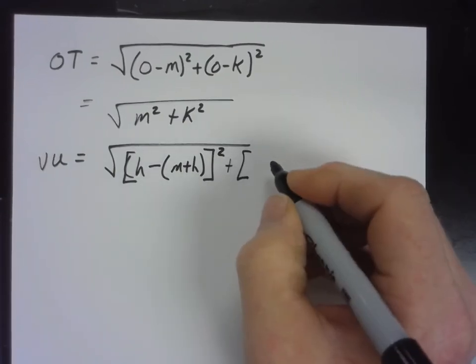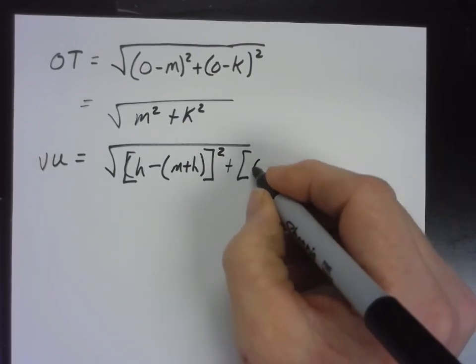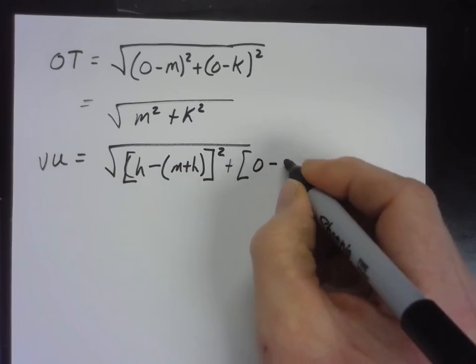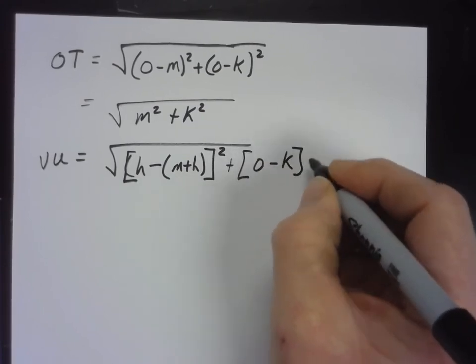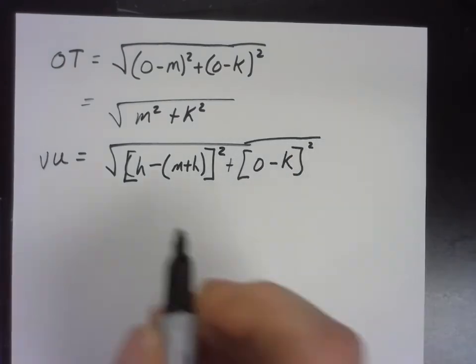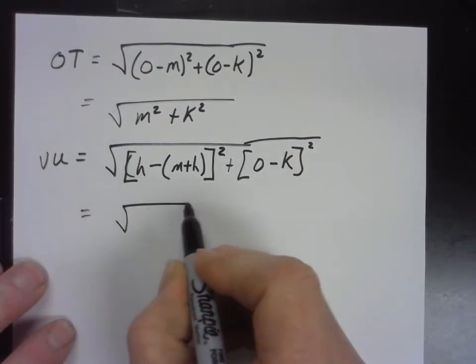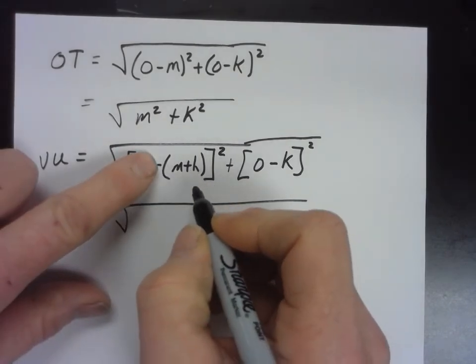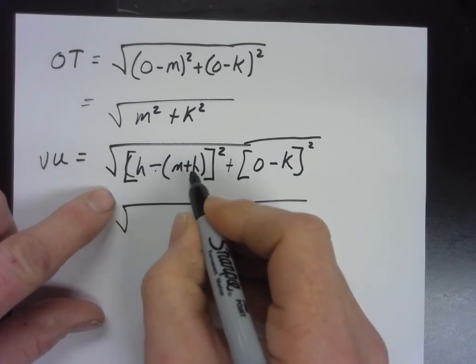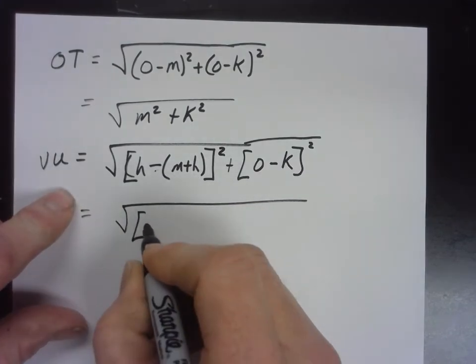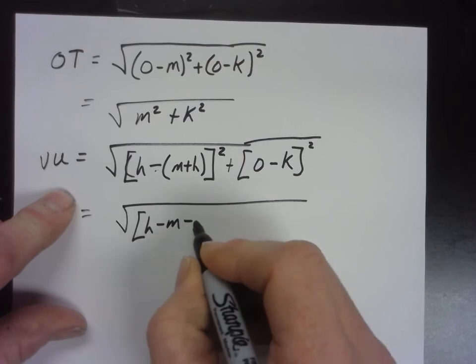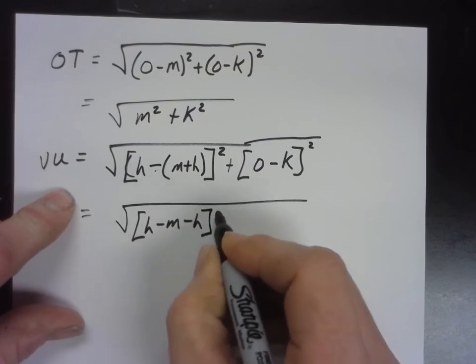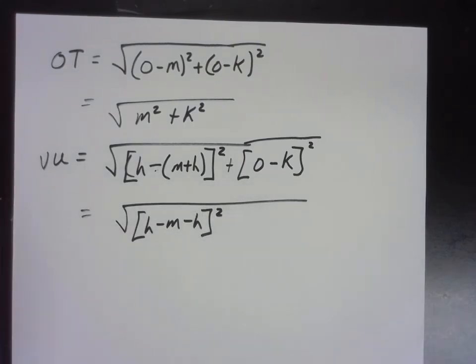Okay, let's look at the y coordinates. Isn't that one just 0 subtract K, squared? So let's think about this again. When we remove this parenthesis, we're going to subtract the entire quantity. It turns out to be H subtract M subtract H, squared. You see it? No. Okay.